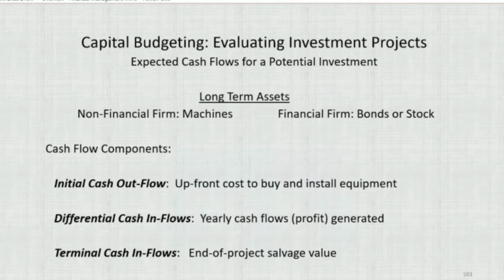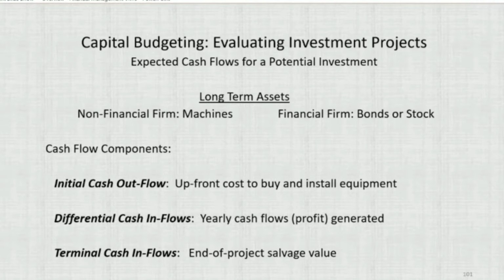Now, there are three cash flows that we need to project. First step in any capital budgeting process, let's project the cash flows. First, we have something called the initial cash outflow. That's simply the upfront cost to buy and install the equipment. Let's say we're going to buy some robots in order to automate the production line. So what does it cost to buy it, have the equipment shipped to the factory and installed?